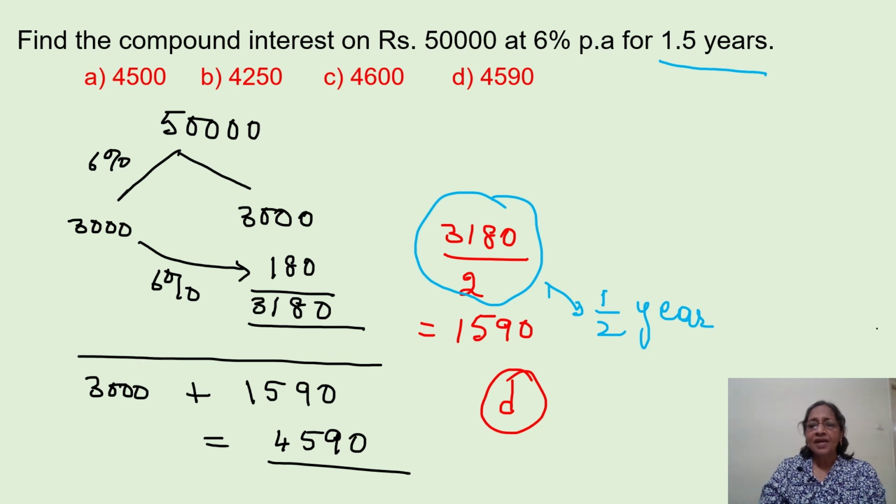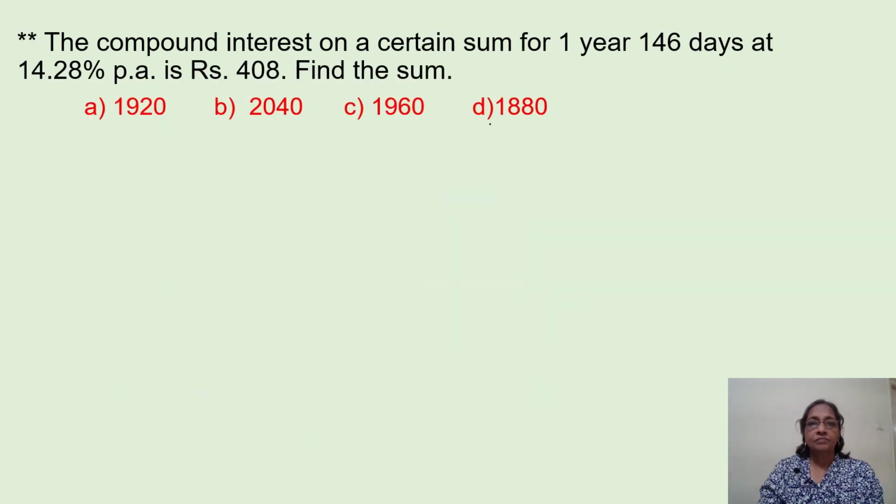Okay, let's go to the next sum. Another slightly different sum. The compound interest on a certain sum for 1 year and 146 days. So now we don't have months, we have days here, at 14.28% per annum is 408. Find the sum. So now there are two different things here. One is you are given number of days. Second, you are given the compound interest and you need to find the sum.